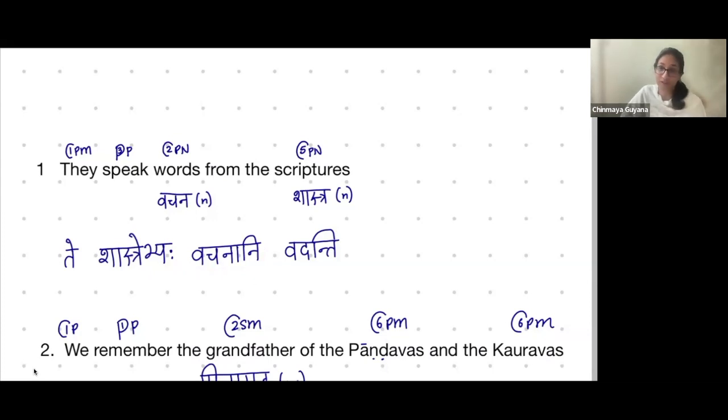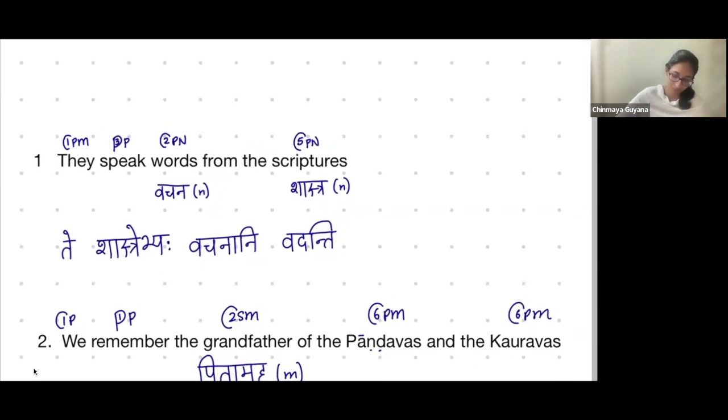Now, so I'll tell you a trick, right? You might find the subject in the beginning. Then you will definitely find the verb at the end. Then you read backwards. Just read backwards and you'll usually get it. Not always, but usually. So they speak words from the scriptures. Okay? So you say the subject with the verb at first, and then everything else you read backward and see if it works. Okay, next.